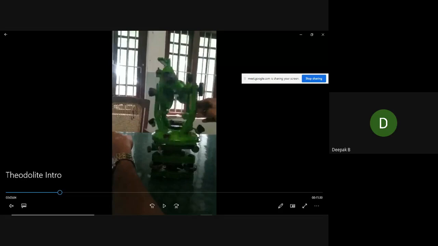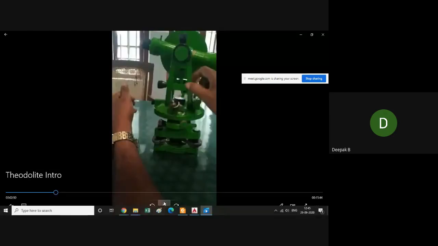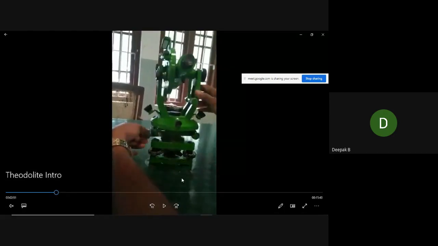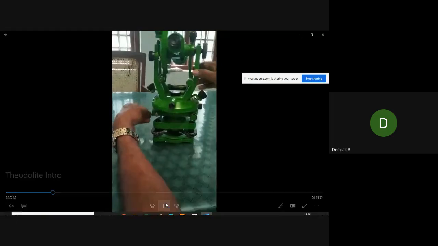So what he did was that at first he was rotating the upper plate. There is an upper plate fixing screw, and a lower plate fixing screw. At first what he did was he fixed the lower plate screw and loosened the upper plate screw, and then he was rotating the upper part only. As you can see now, he is rotating only the upper part. And just before that, see here what he did: he had fixed the upper screw and loosened the lower screw.